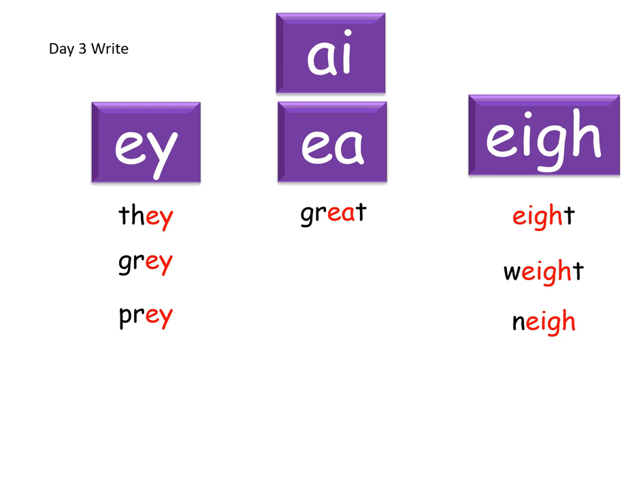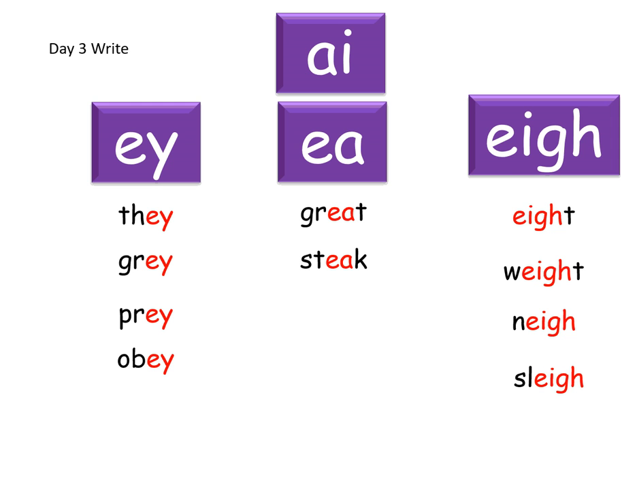Next one, sleigh. Sleigh. Next one, obey. Obey. So you now know it's got to be either the EY or the EIGH. Well done, it's the EY. Next one is steak. Steak.